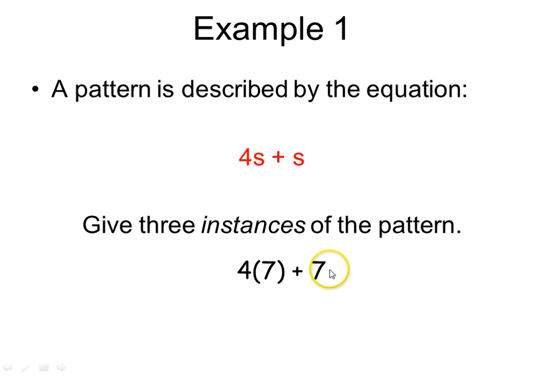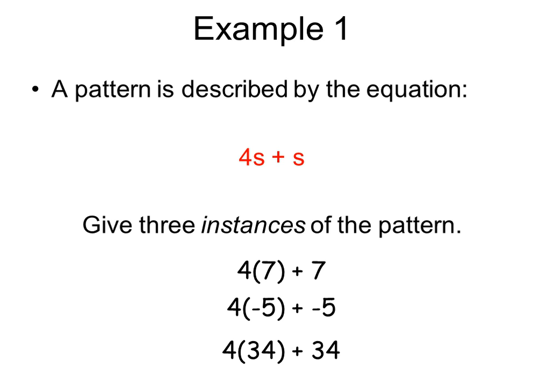So another instance could be 4 times negative 5 plus negative 5. This is another instance of the pattern where s has been replaced with negative 5, and notice it's replaced in both places where the s appears. In another instance, s can be whatever you want. I chose 34, so 4 times 34 plus 34 is another instance of the pattern.